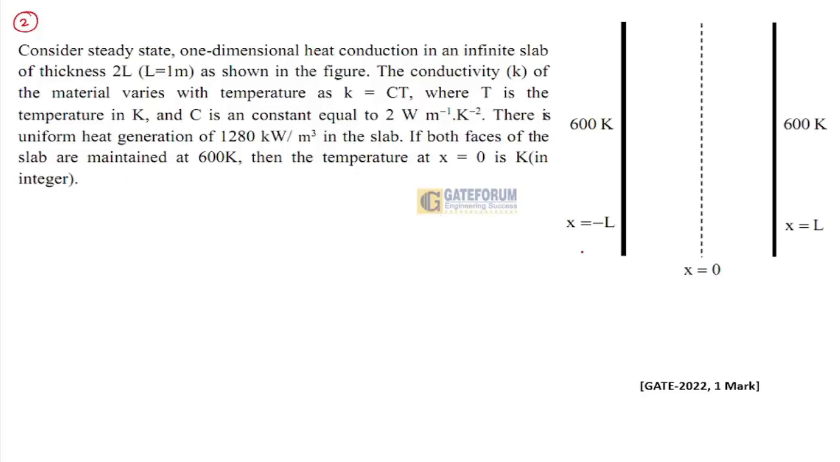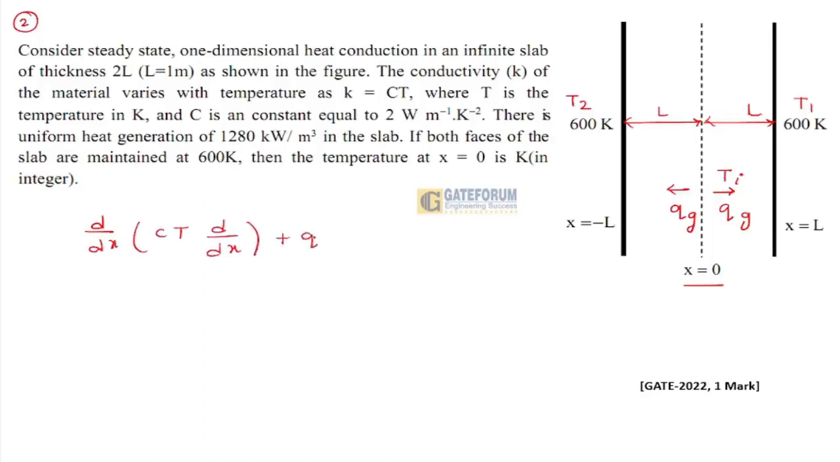Simple logic. x equal to minus L, x equal to L, x equal to 0. This is the center. Heat generation will be there, we say q dot G. This is the length L, this is length L. This is T2, 600 Kelvin. This is T1, 600 Kelvin. The conduction heat equation in this case will be d by dx of (CT dT by dx) plus q dot G will be equal to 0.